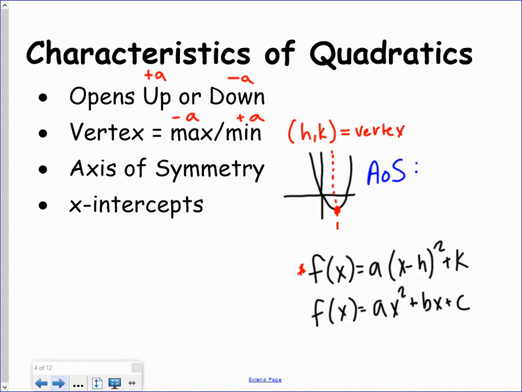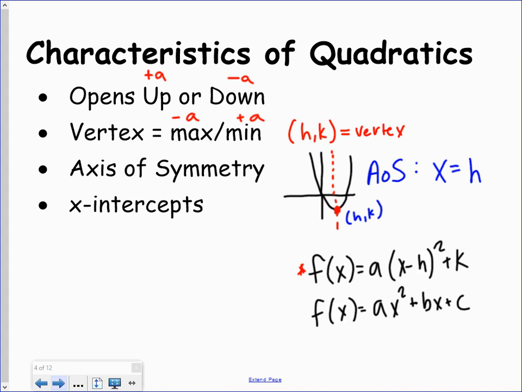If you know your vertex, your max or your min, you automatically know your axis of symmetry. It's the vertical line through that point. Vertical lines are written as x equals, and remember this is HK, so it would be x equals h. You always know your axis of symmetry. And then the last characteristic that we're going to talk about is x-intercepts.